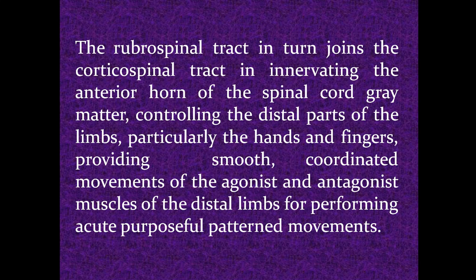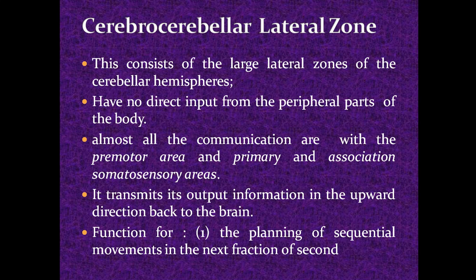The rubrospinal tract in turn joins the corticospinal tract in innervating the anterior horn of the spinal cord gray matter, controlling the distal parts of the limbs, particularly the hands and fingers, providing smooth coordinated movements of agonist and antagonist muscles of the distal limbs for performing purposeful and patterned movements.